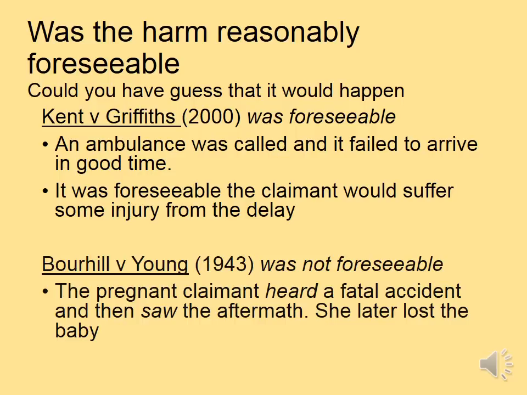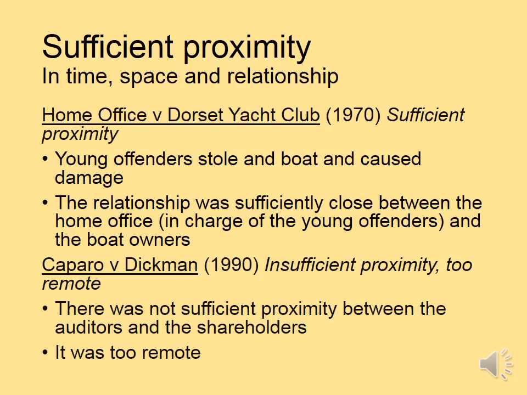In Bourhill and Young, the outcome was not foreseeable. In this particular case, there was a pregnant lady who heard a fatal accident. So she heard the collision, and sometime later on, after the body had been taken away, she passes by the scene of the accident where there is still quite a lot of carnage, there's quite a lot of blood, and she later loses the baby. And the court held that it was not foreseeable, the harm to the baby, because she did not actually see the accident, she heard it and she saw the aftermath. So that was not foreseeable.